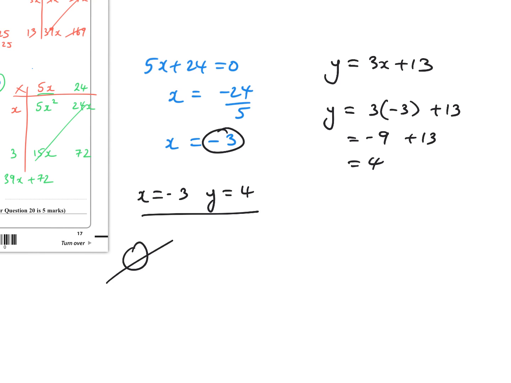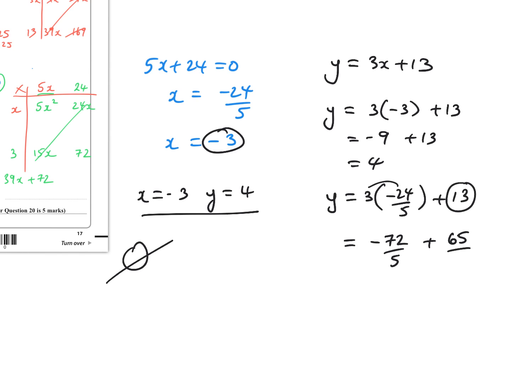And the other one's a little bit more tricky. So if we say y is 3 lots of negative 24 fifths plus 13, then we're going to have 3 lots of negative 24 is negative 72 over 5, plus, get this into fifths, so how many fifths are there in 13? Well, 65 fifths. And then negative 72, add 65, well that will be negative 7 fifths. So our other solution is x is minus 24 fifths, y is minus 7 fifths.